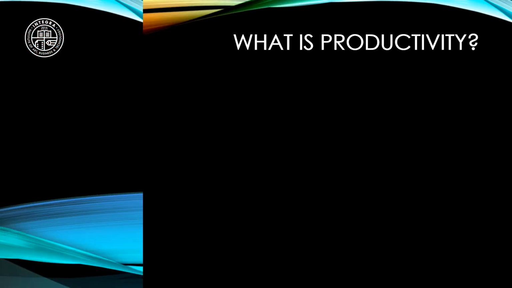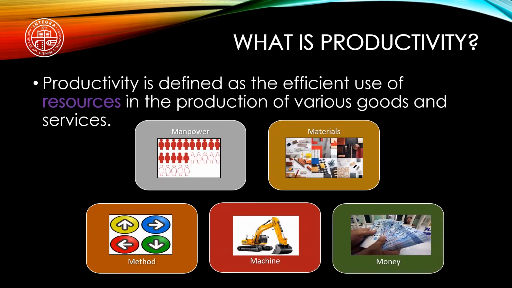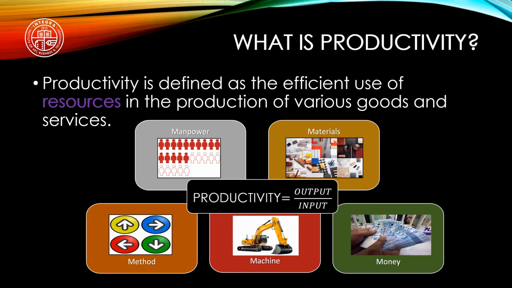Productivity is defined as the efficient use of resources in the production of various goods and services. These resources can be defined as manpower, materials, methods and processes, machines, and of course, money. Productivity can be derived from the ratio of the production output to the input required to produce it. In other words, it's defined as the total output per one unit of a total input.